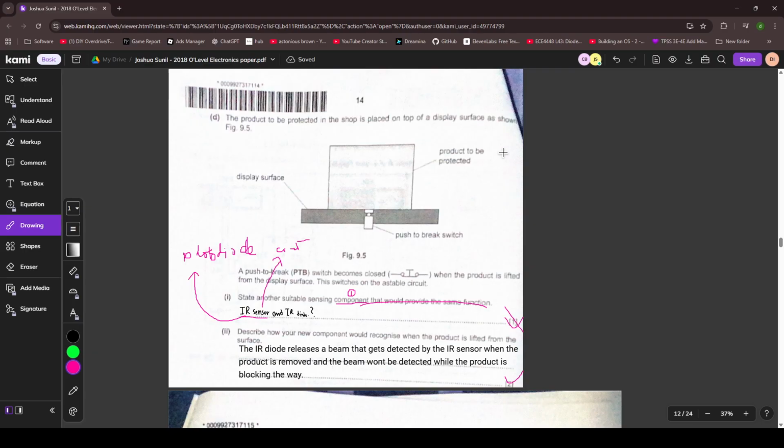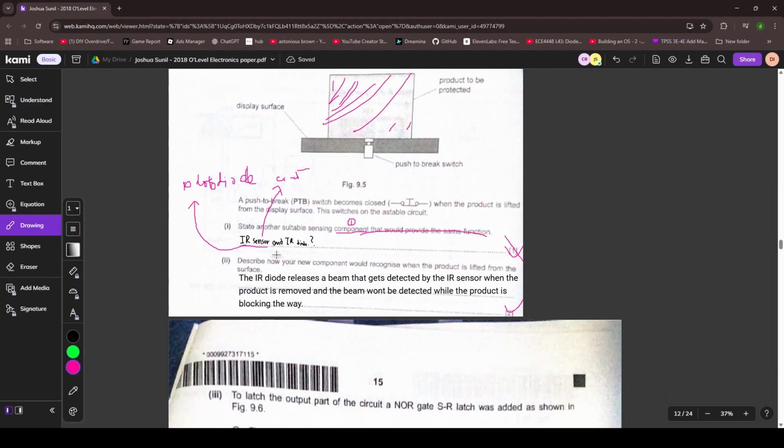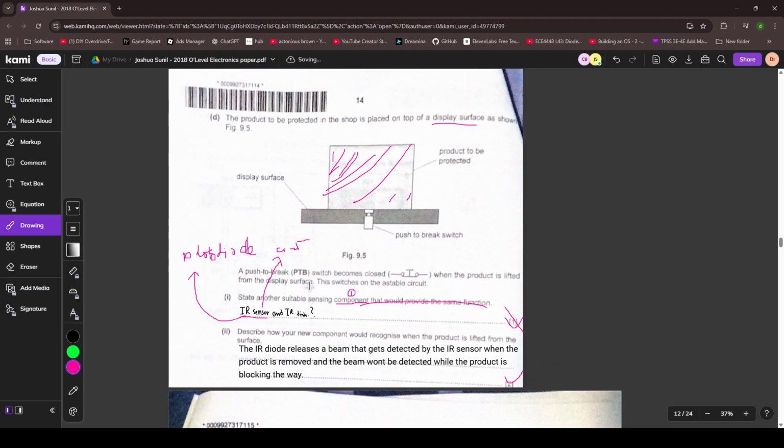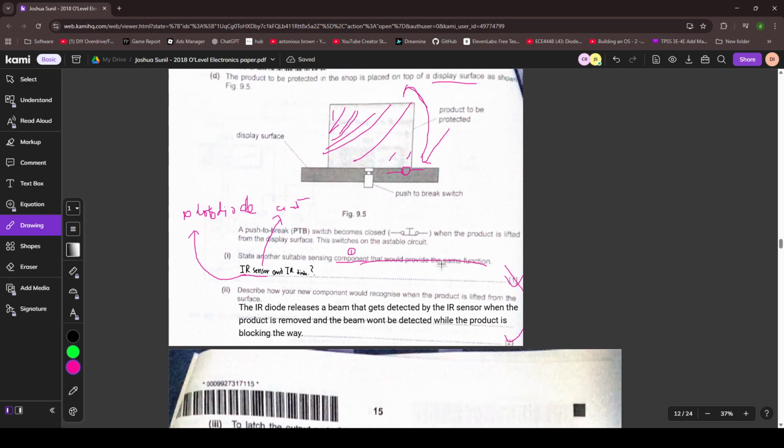Wait, oh, display surface. So is this box opaque? Yeah, if this box is opaque, then this makes sense. I guess LDR can work also, maybe. You can say the LDR, when the box is lifted, light can actually go there, and then it changes the resistance, voltage divider, voltage comparator, all that. But this question is kind of weird. I'm not too sure what the actual answer is.